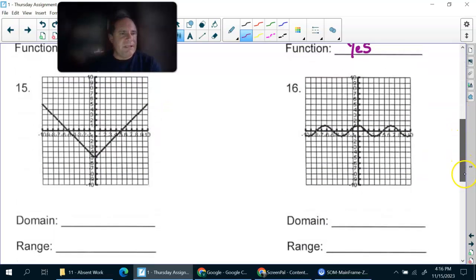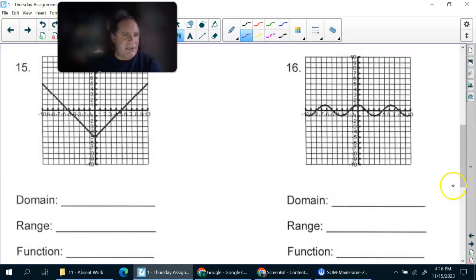Taking a look at number 15, we're going to look at this domain and range. So domain is the list of all x's. So we're going to say to ourselves, what's the point that's the leftmost part of this graph? It goes on forever. So when it goes on forever, it is -infinity. When it goes on forever to the right, that is called positive infinity. So you could see that this part right here is positive infinity, and this is negative infinity.